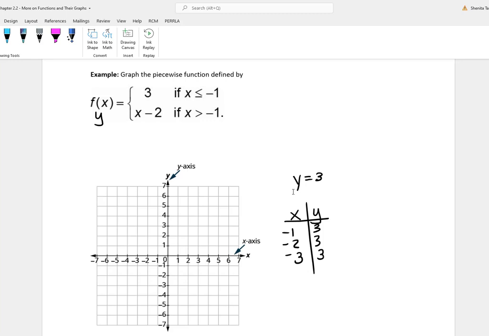Okay, since negative 1 is included, when I graph this point, I'm going to put a closed circle. I can't have anything greater than negative 1 for this particular function. It can only go from negative 1 below.